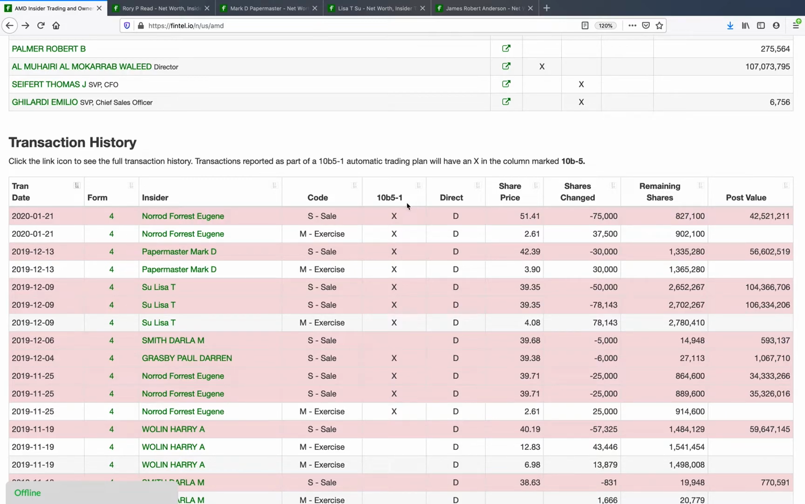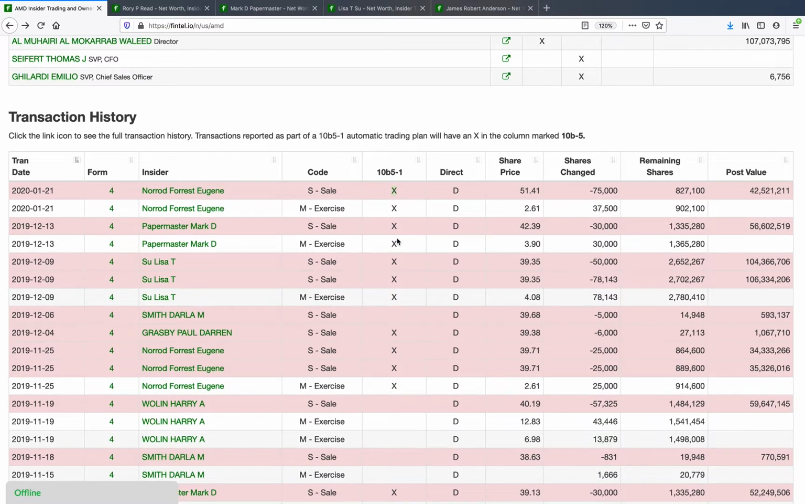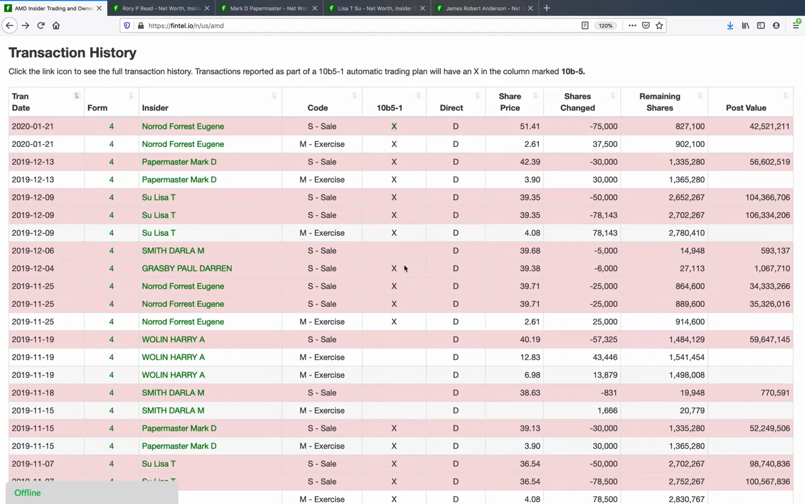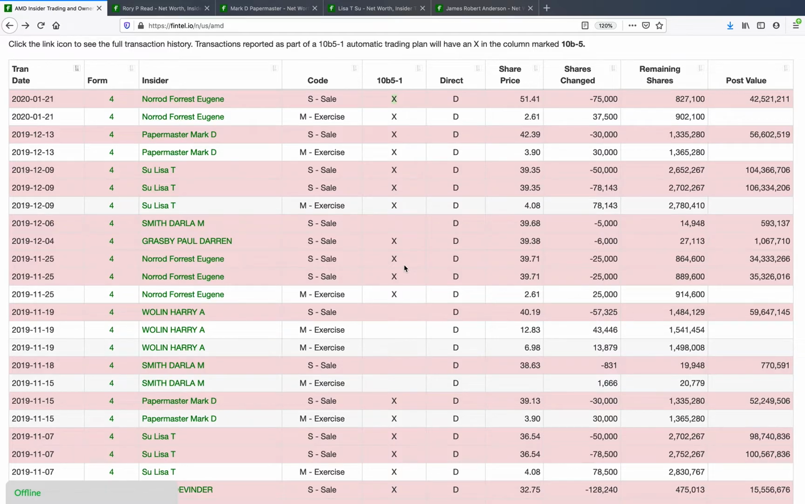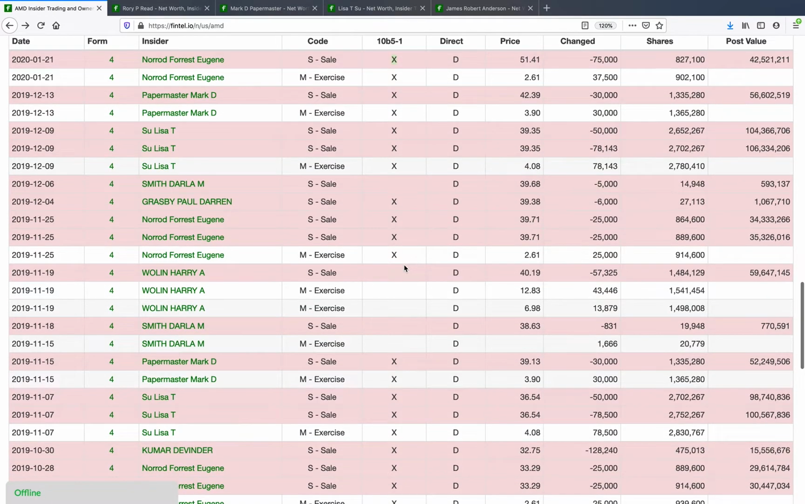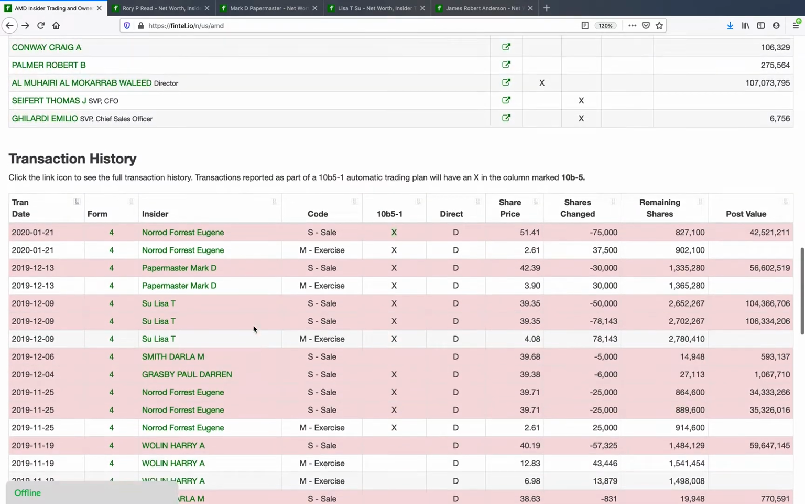And that's what this column means. So the idea is that if Eugene here has filed a 10b5 plan and he makes sales of AMD stock on a regular basis, he's signaling to us that he made this decision a long time ago, and so therefore we should not read too much into it. And that's great. That's a lot of good information for us. But what about the ones that don't have a 10b5 plan, like Darla Smith? What does that mean? Well, let's dig into this a little bit more in a second.